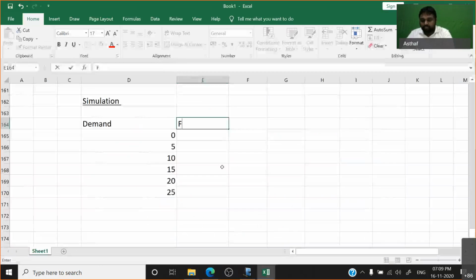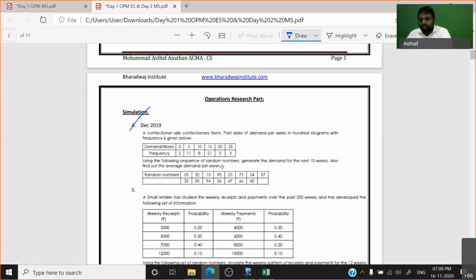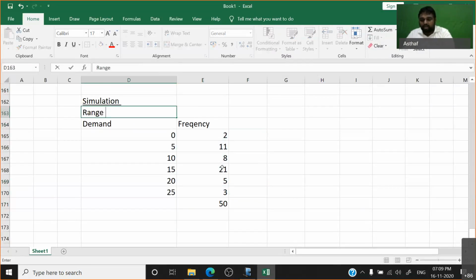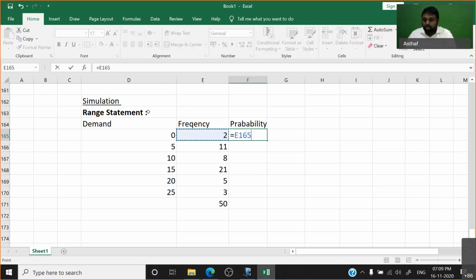What is the frequency? Frequency, we have 2, 11, 8, 21, 5, 3. Now, the main thing for any simulation, first step we have to do is called range statement. For that, this frequency we have to convert into probability.